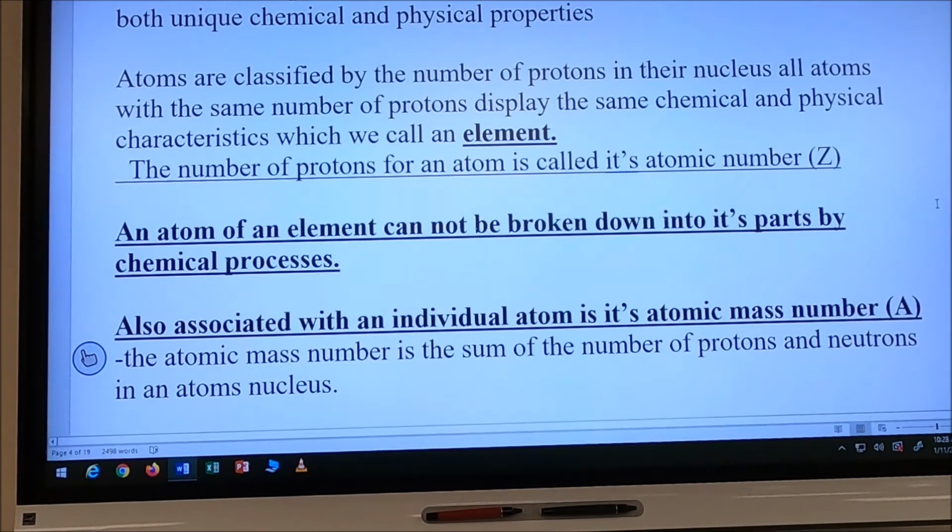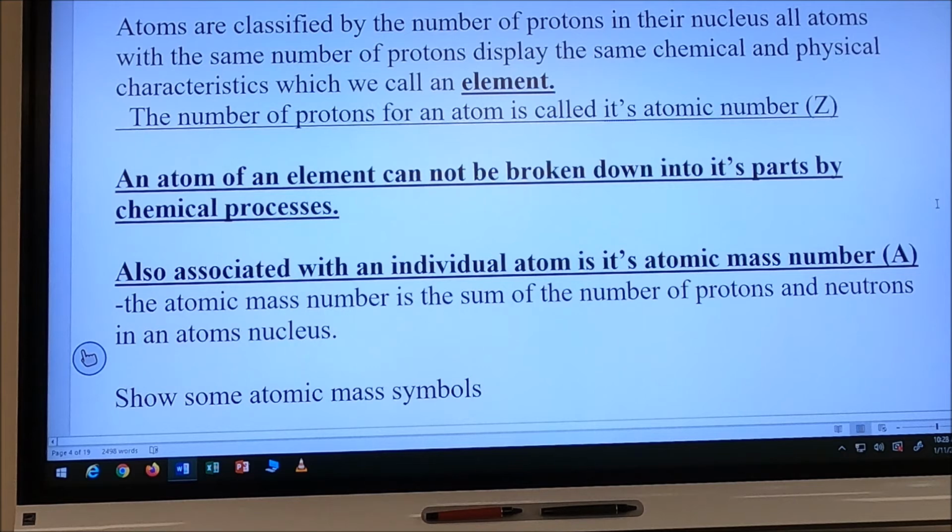Also associated with an individual atom is its atomic mass number, A. The atomic mass number is the sum of the number of protons and the number of neutrons in an atom's nucleus. Now, let me show you some atomic symbols.